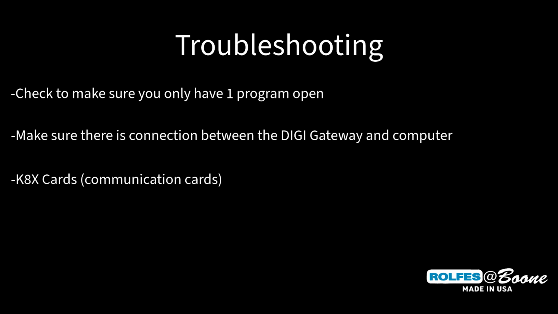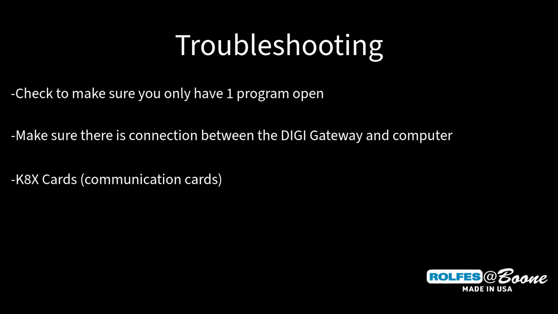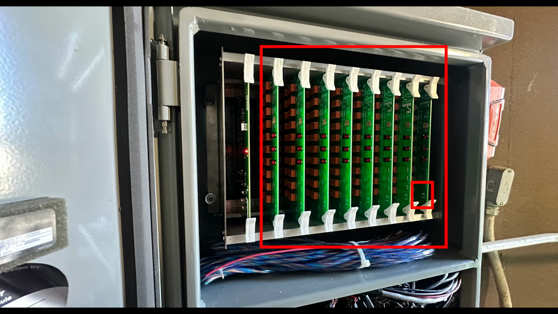Another issue we can troubleshoot is the K8X cards. This issue would give a message in the bottom left corner saying either device fail or device check. These cards are located in the switch boxes for your storage container. Inside of the switch box, there is one K8X card and a varying amount of K1 cards. The K8X card will be on the left side of the box and will look different compared to the K1 cards.